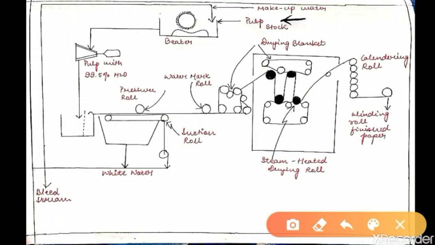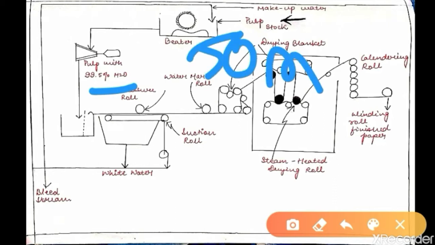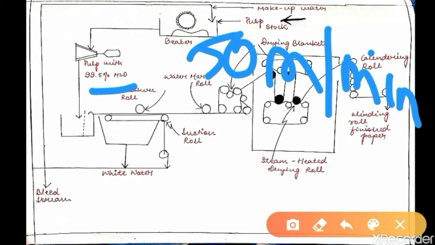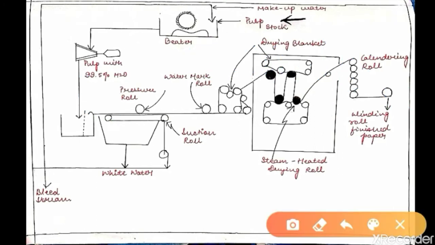99.5% fiber slurry. You can see the water content is 99.5%. That means we have a very dilute slurry. This slurry is made to run on an endless belt at a speed of about 50 meters per minute. You can see the 50 meters per minute. This slurry is made to run on an endless belt, and with the help of the pressure roll and the white water, we are pressing the rolls.